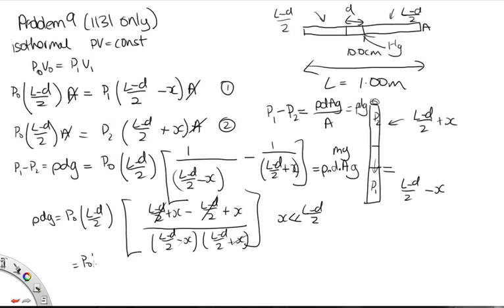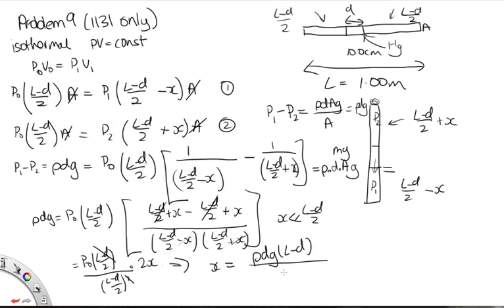Okay, so we've got P0 L minus D over 2. On the bottom, we've got L minus D over 2 times L minus D over 2, so that's L minus D over 2 squared, and on the top, we've got 2X. Okay, so that will cancel. Now what we're trying to do is find X, so X is equal to rho dg, and then we've got this L minus D over 2. We've got to divide by this 2, so get rid of that 2 and make that a 4. And we've also got to divide by P0.